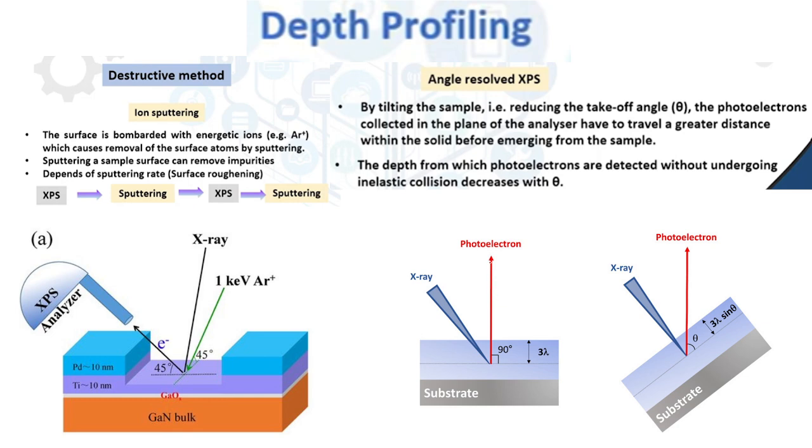So this is the X-ray coming, and here the photoelectron is going. Now if you tilt it, it covers a little bit more. The depth from which the photoelectrons are detected without undergoing inelastic collision decreases with the theta value. So just by tilting the substrate, you can get the emission of electrons from different depths, and you will get a depth profile of your sample.